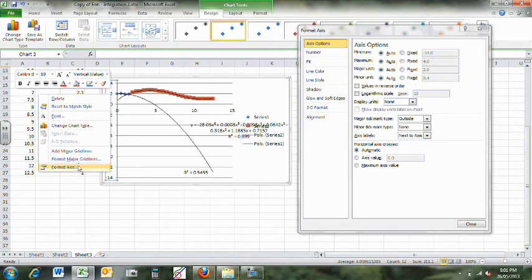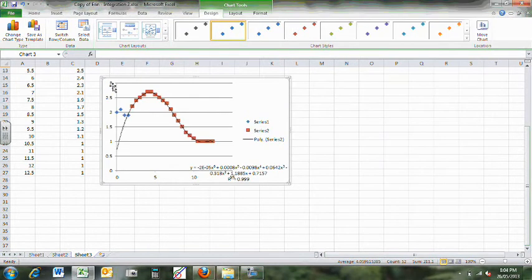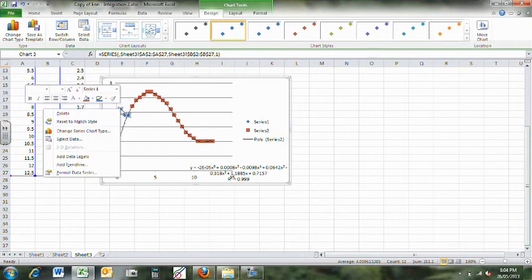You can right click on the vertical axis and format the axis. Choose the options up here to fix the values, and then choose the appropriate values you want. And now we've got the graph as it was originally. Now we're going to add a trend line to those blue points.